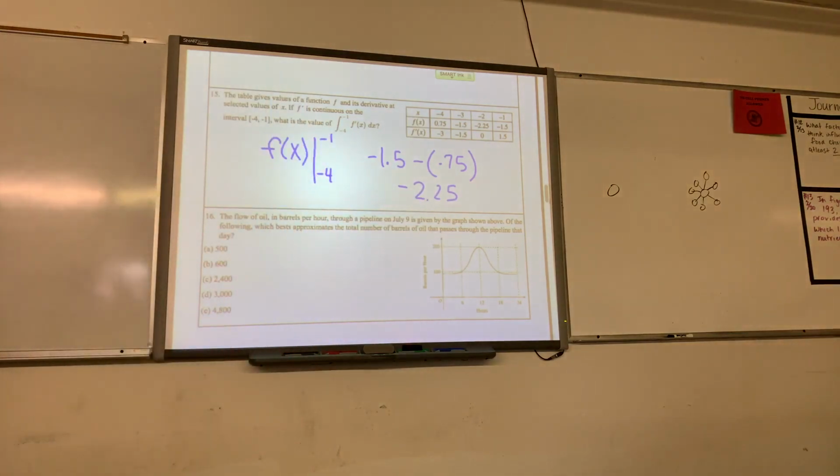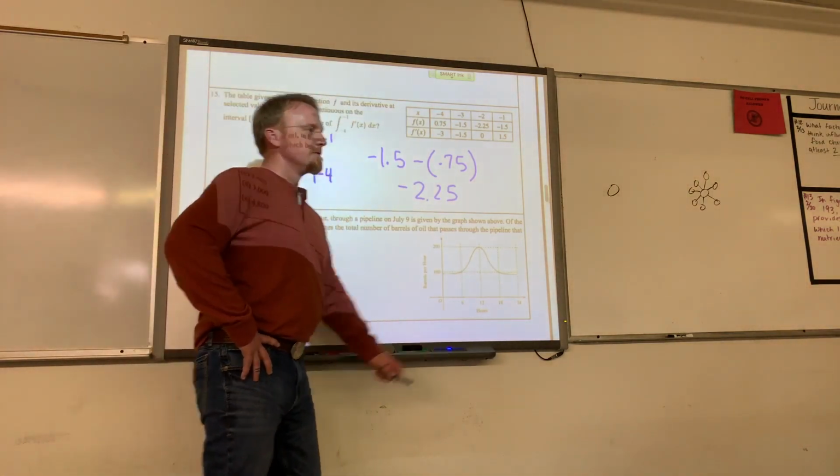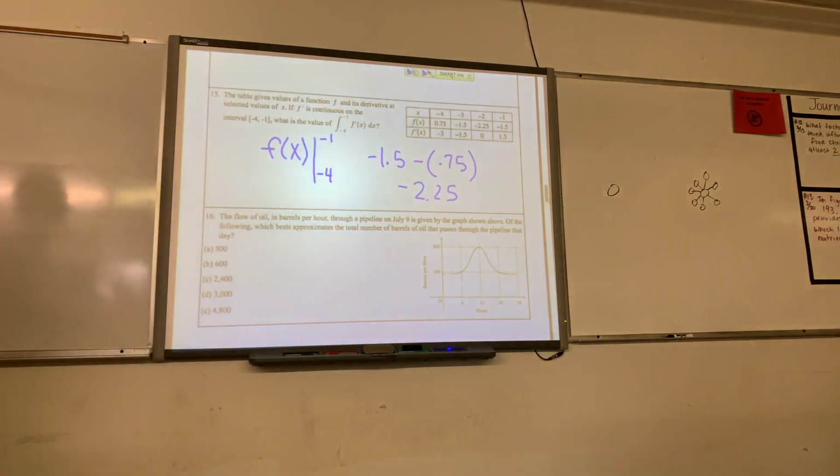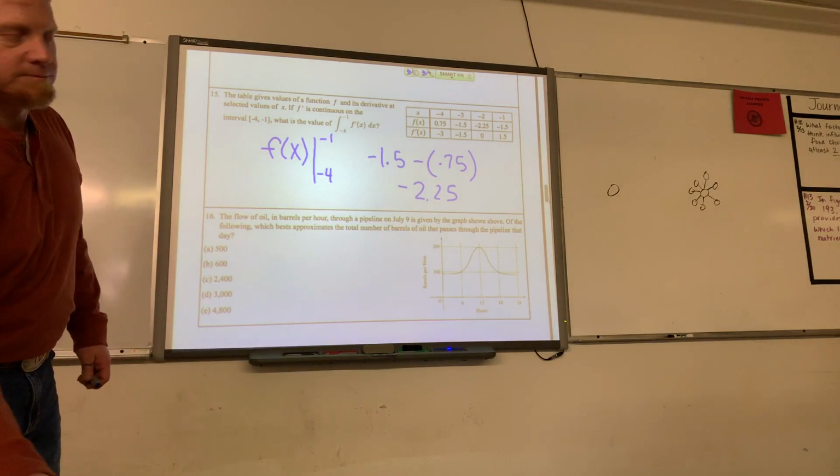What rule is that? FTC, fundamental theorem of calculus. Is that F of b minus F of a? F of b minus f of a. Swell. What else? Good job, Adam.